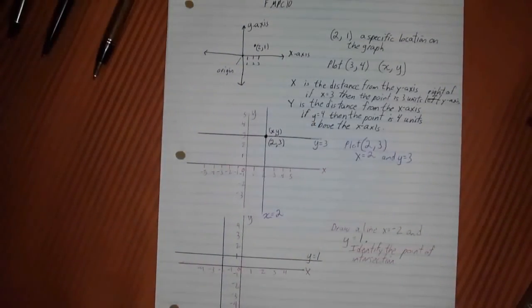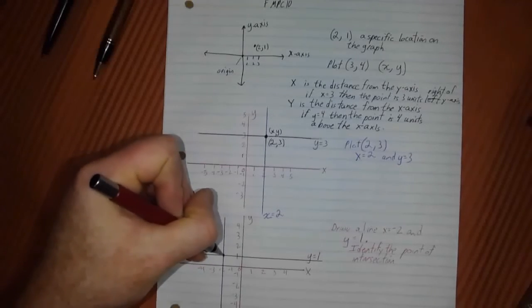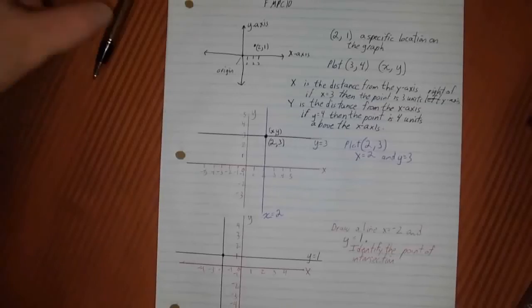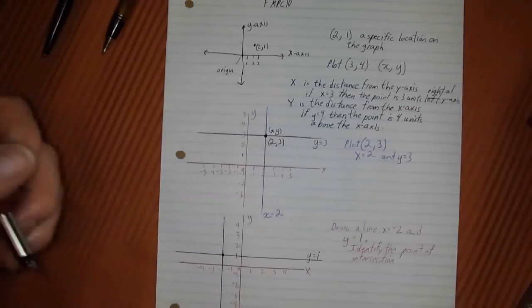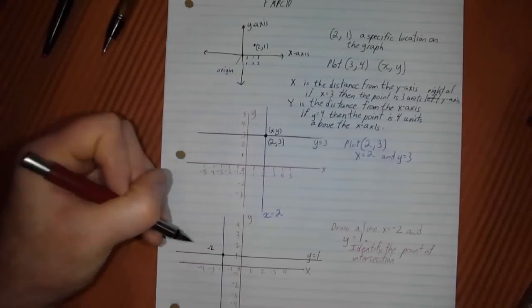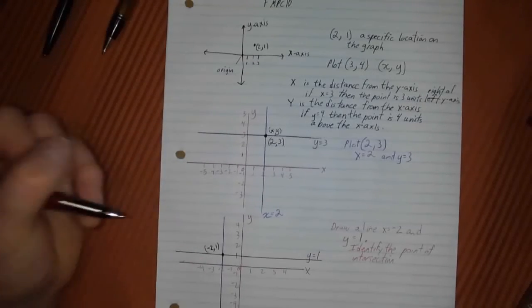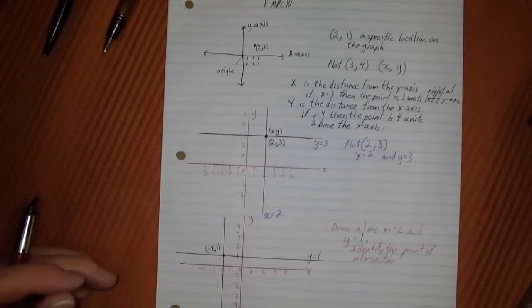Y equals 1. So, where do they intersect? They intersect right here. What's the value of x? Oh man, I made a mistake. X equals minus 2. What's the value of x at that point? Negative 2. What's the value of y at that point? Positive 1. Ordered pairs are always in parentheses. (Minus 2, comma 1).